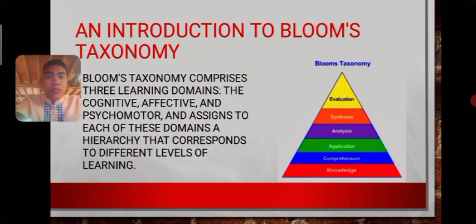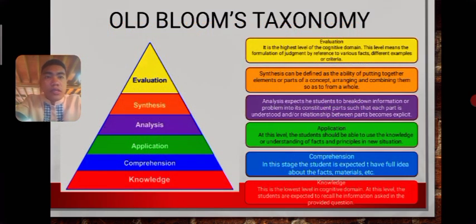Bloom's taxonomy comprises three learning domains: the cognitive, affective, and psychomotor, and assigns to each domain a hierarchy that corresponds to different levels of learning. This is Bloom's taxonomy, the old one. It is composed of knowledge, comprehension, application, analysis, synthesis, and evaluation.